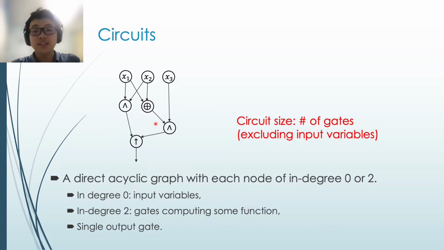And we measure the circuit size by the number of gates in it, and that includes all the input variables. So the circuit here has circuit size 4. Note that we only focus on single output functions, so our circuits should have a single output gate. This is an example of how we evaluate the circuit.